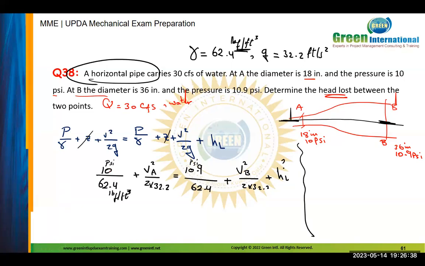First, we convert from psi to pound force per feet square. We need to change inch squared to feet squared. Inch to feet is 12, so inch squared to feet squared is multiplied by 144.